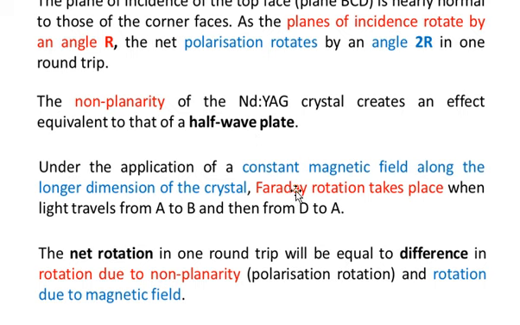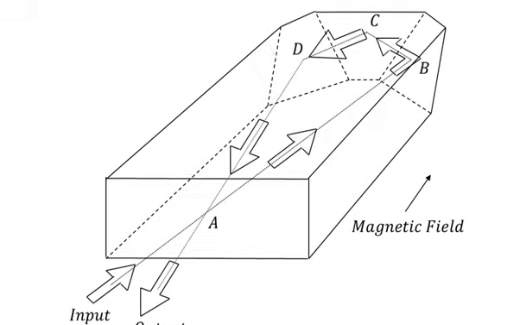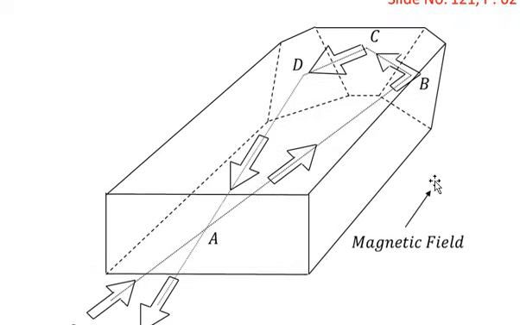Under the application of a constant magnetic field, you see that we have applied a constant magnetic field over here, along the longer dimension of the crystal, along the whole crystal. So this magnetic field, which is shown over here, is penetrating through all the crystal, and also to the left of the crystal. You can also put this arrow on the left side of this crystal.